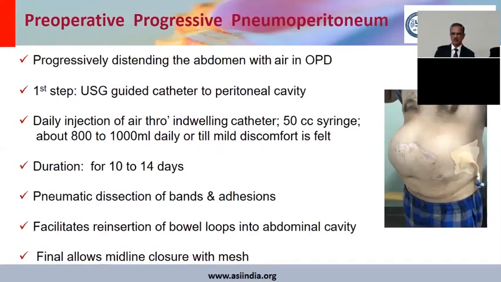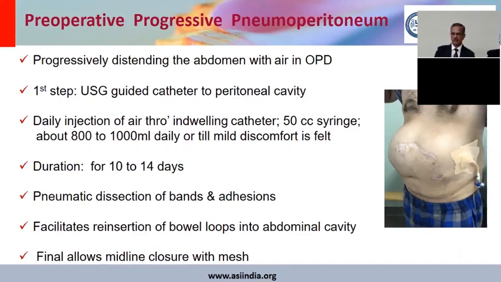In progressive pneumoperitoneum, what we do is progressively distend the abdomen with air in the outpatient department. The first step is to put an ultrasound guided catheter into the peritoneal cavity. Daily, then, inject air through the indwelling catheter. You can use a 50 cc sterile syringe. About 800 to 1000 ml is injected daily till mild discomfort is felt by the patient.